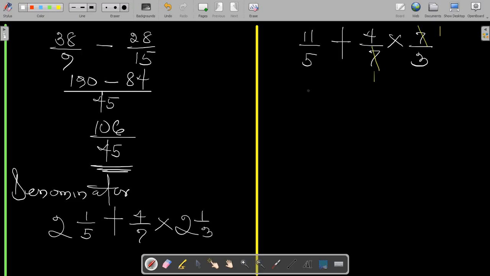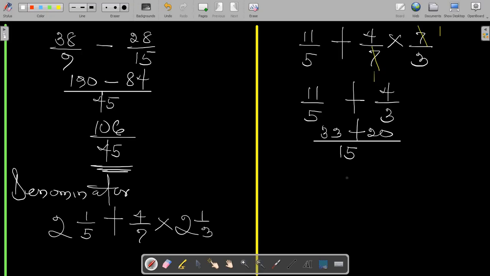So here we have 11 all over 5, then plus 4 over 3. Then we look for the LCM. LCM of 5 and 3 will give us 15. 15 goes in 5, we have 3. 3 times 11, we have 33. Plus 15 goes in 3, we have 5. 5 times 4, we have 20. So when you add them together, we have 53 divided by 15. And that is the answer to the denominator.